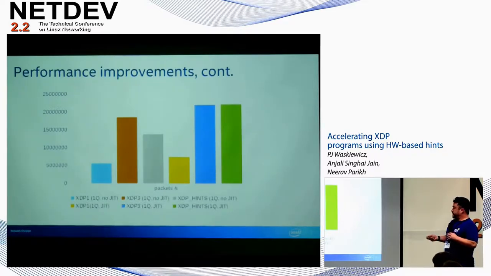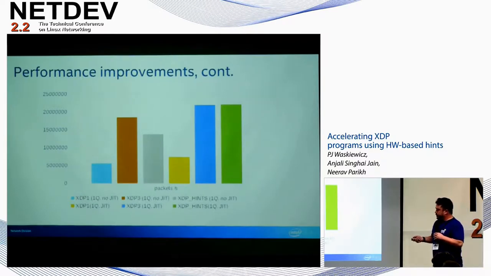So then the XDP hints, which again is the same as XDP1 but using the hint out of the driver, still doing the drop if it's IPv4, we hit the same cap. This cap we found is an artificial cap because of some limitations with certain counters that were on in our NIC when we were doing the benchmarking. So we know that this can go faster. We just didn't have the time to adjust the test before NetDev.